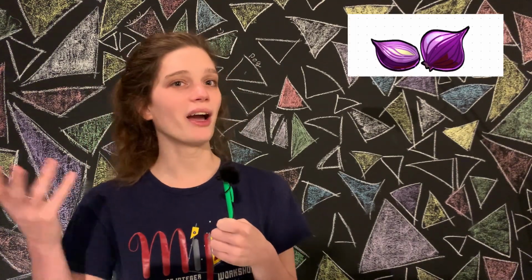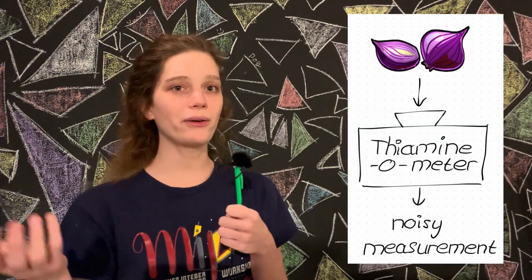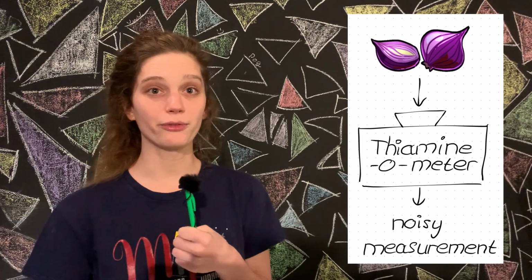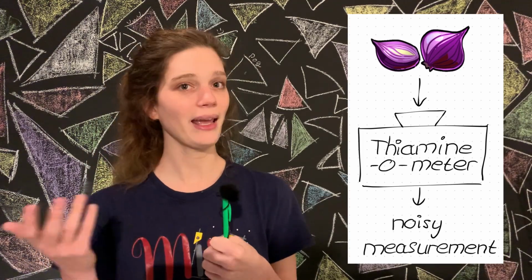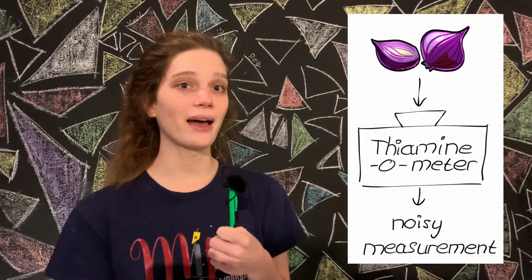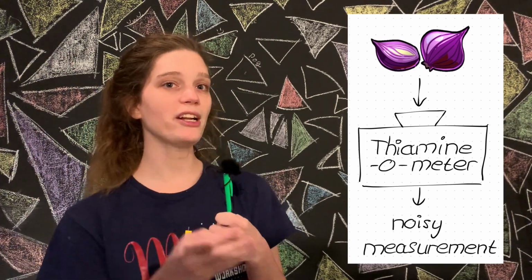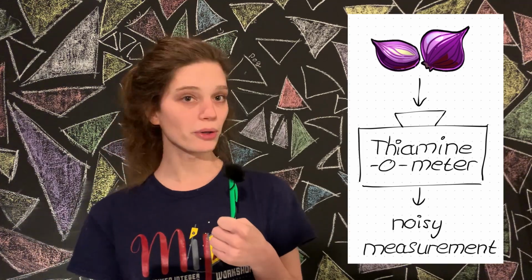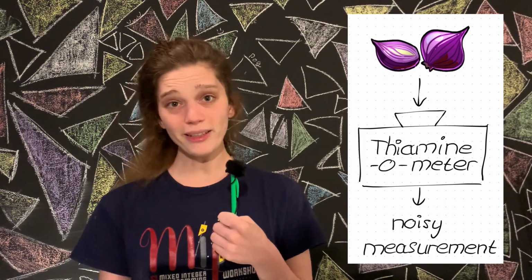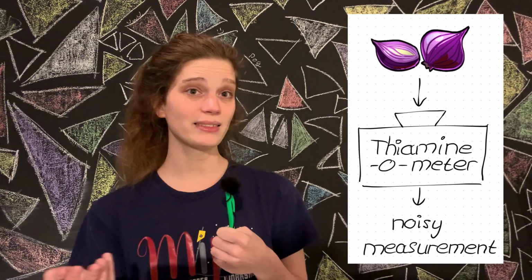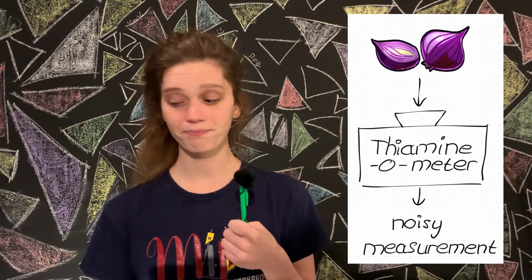I imagine that at some point someone had, say, a red onion, they threw it into their thiaminometer, and out they got a noisy measurement for the amount of vitamin B1 in a red onion. Repeat that for every food and every nutrient, and you get a table full of measured data with measurement error. So could this be a good fit to test our smooth analysis theory with?